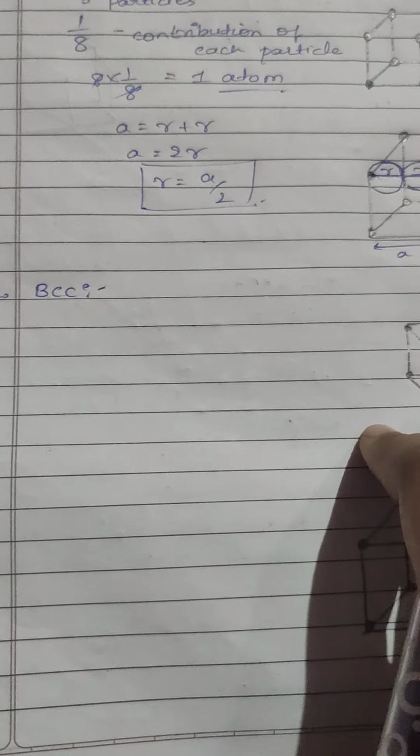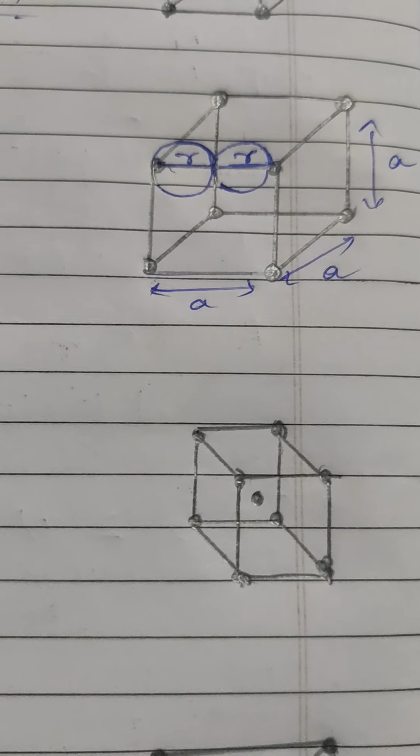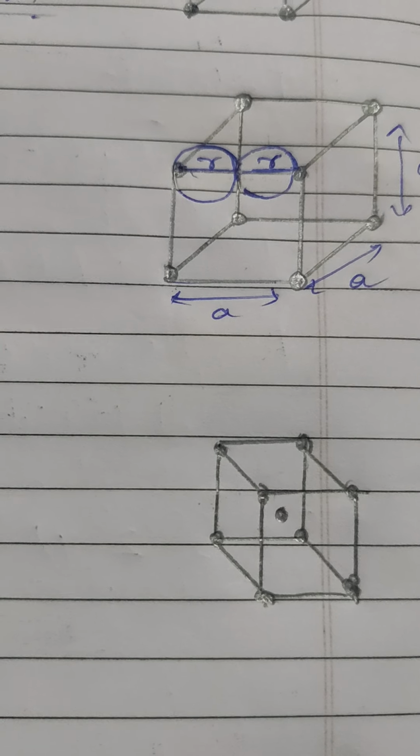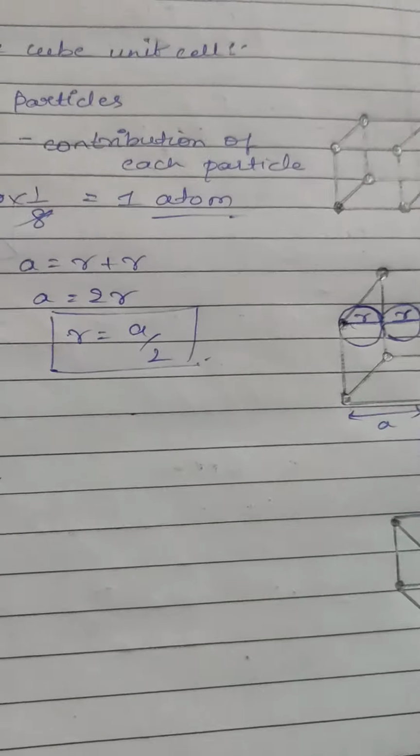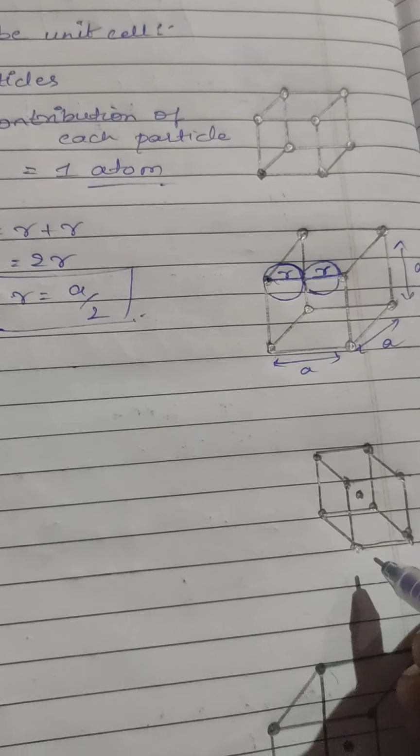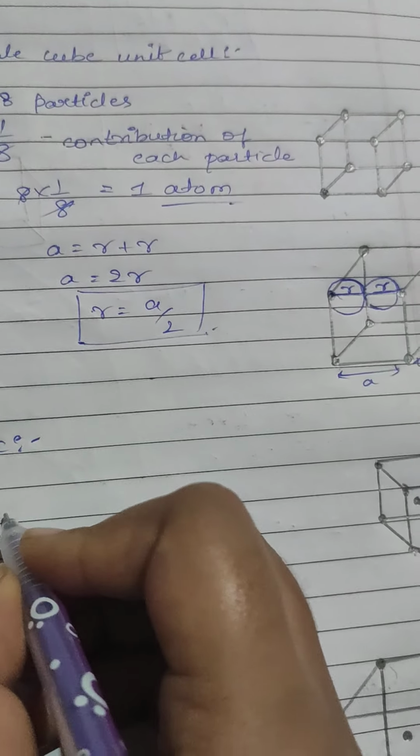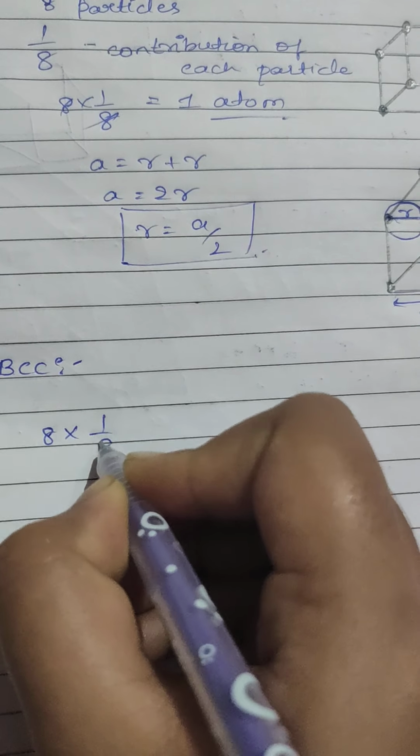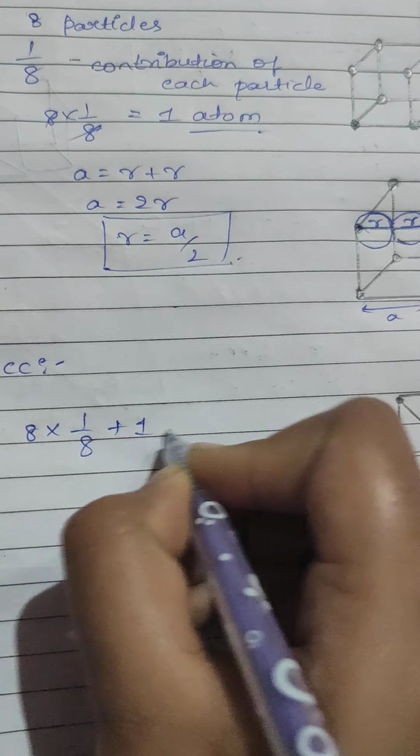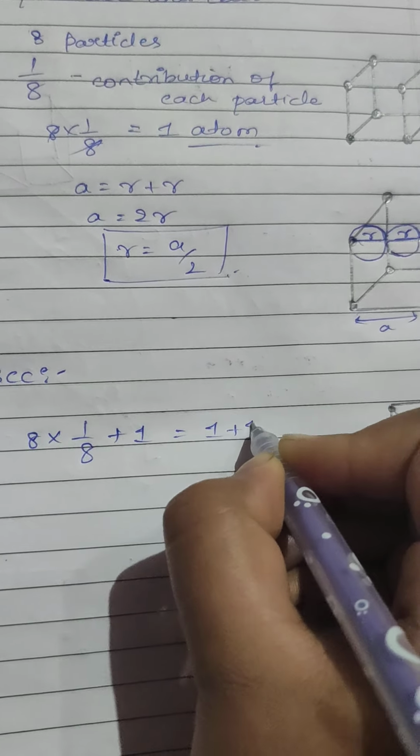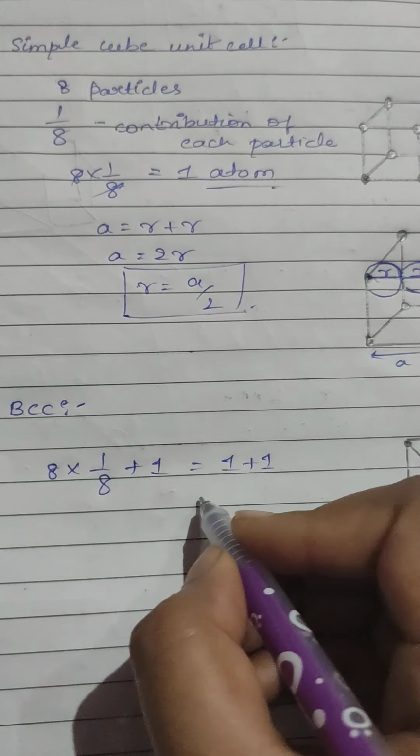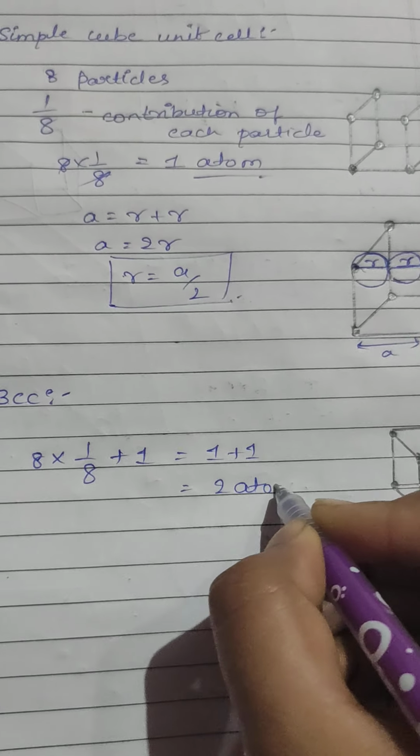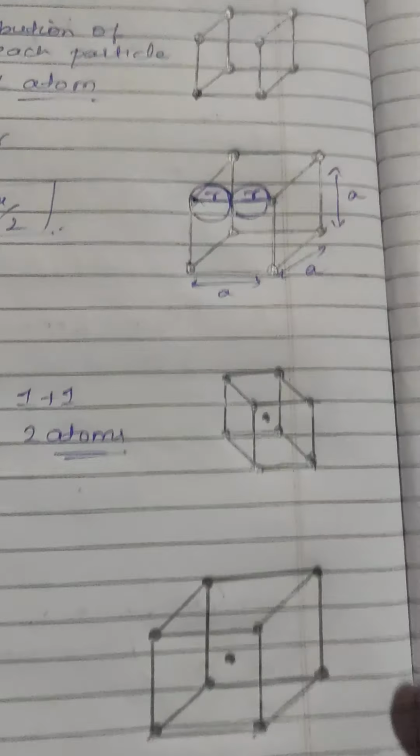Next, talking about the body centered unit cell. This is a body centered unit cell. Here, as before, 8 particles will be present and 1 particle at the center. The contribution of 8 particles will be 1 by 8. And for the 1 atom at the center, the contribution is 1. So 1 plus 1 will be equal to 2 atoms present in the body centered unit cell.